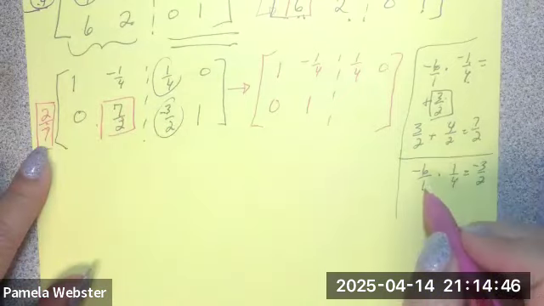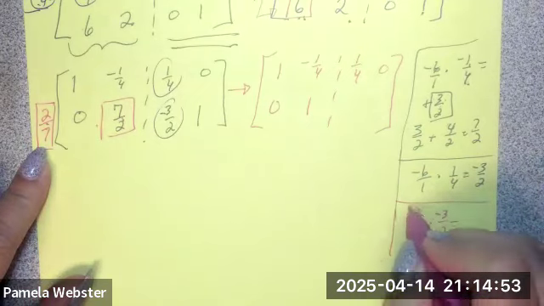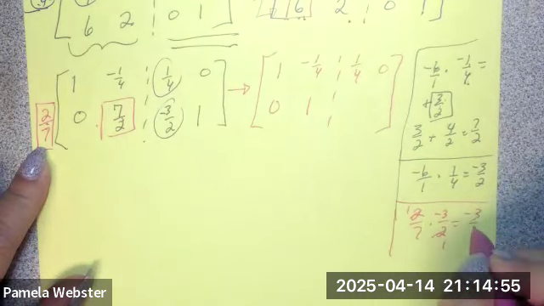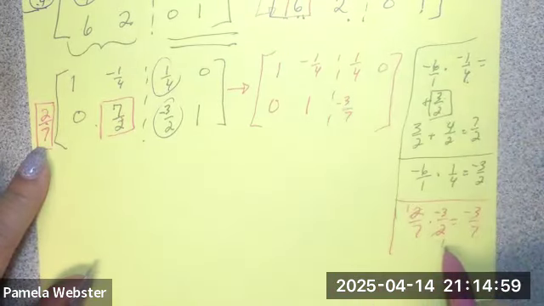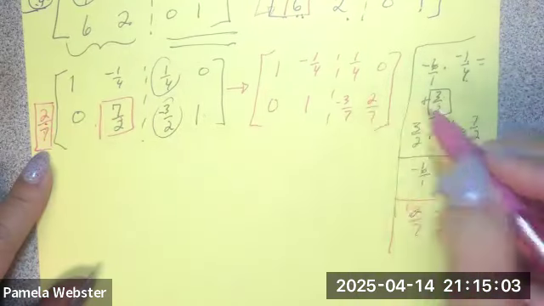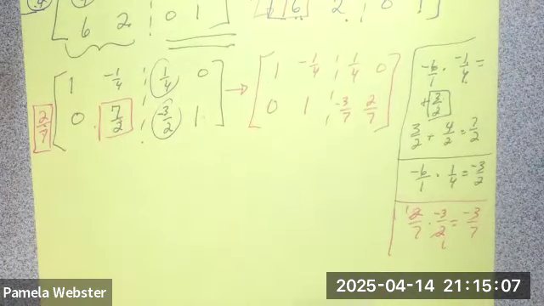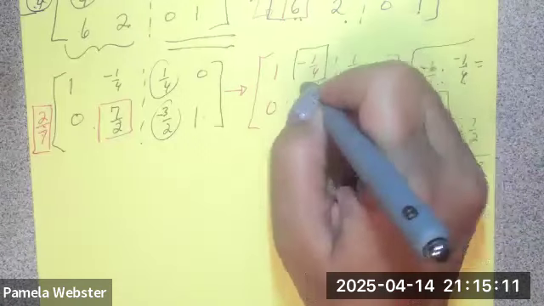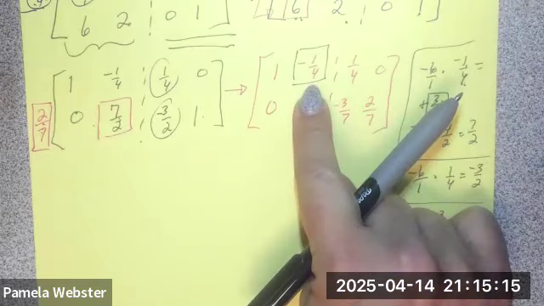2 sevenths times -3/2, that's -3 sevenths. And then 2 sevenths times a 1 is 2 sevenths. So, we don't love the way that's looking with a lot of fractions in it, but it's okay. They're not horrible fractions. And last but not least, I want this guy to be a 0.